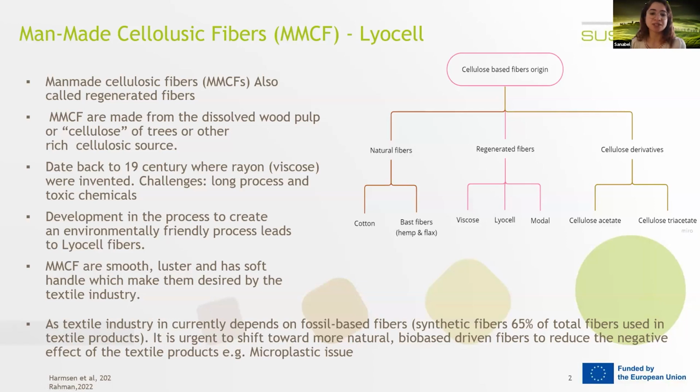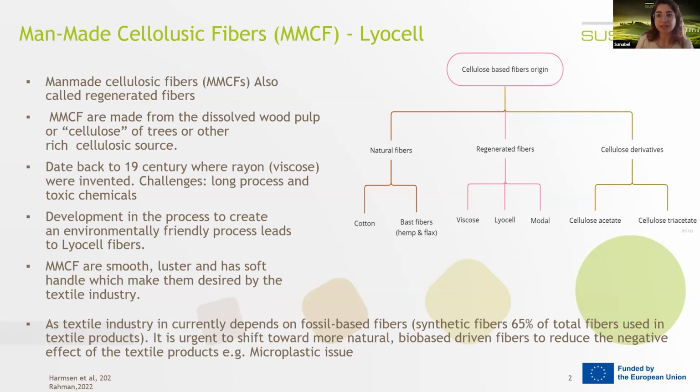And it was first introduced in the 19th century, with the movement toward more sustainable materials. And first it was the viscose process, where toxic chemicals were used in a long process, but then throughout development, we got into more eco-friendly, more sustainable fibers. We came into the lyocell. Of course, man-made cellulosic fiber made its route to the textile industry due to its desired properties.